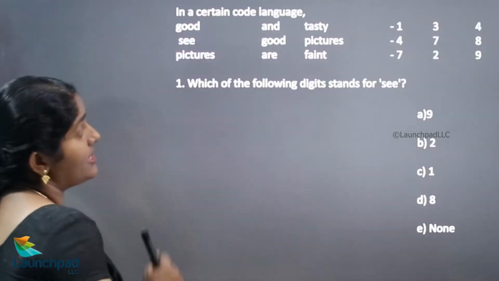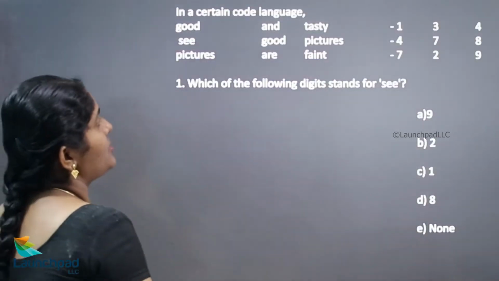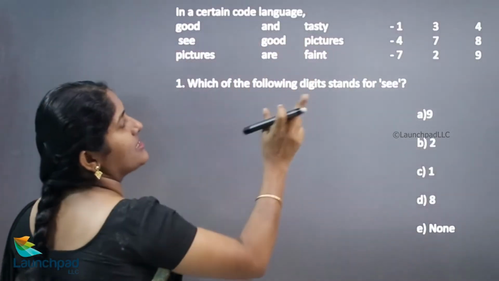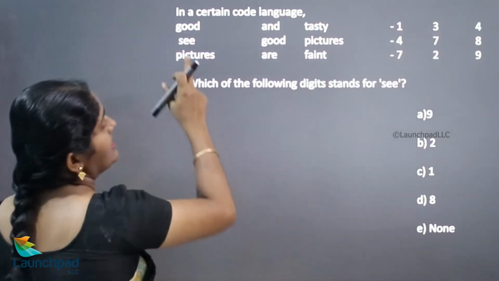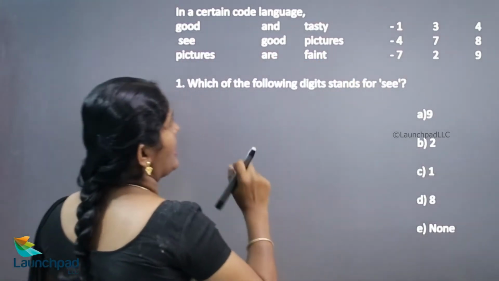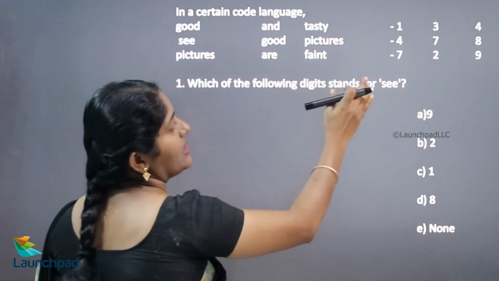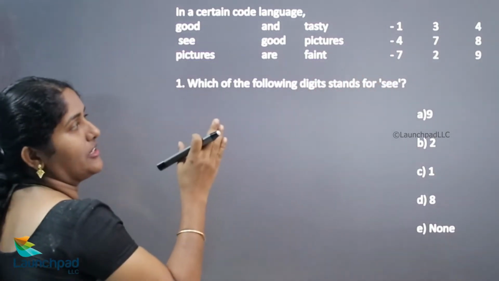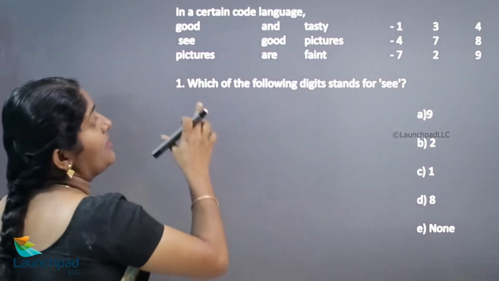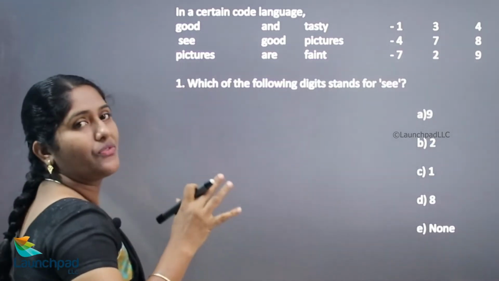Everyone, in this video we are going to see the next type of coding and decoding. Let's see the question first. In a certain code language, "good and tasty" is written as 134, "good pictures" as 478, and "pictures are faint" as 729. Which of the following digits stands for "C"?